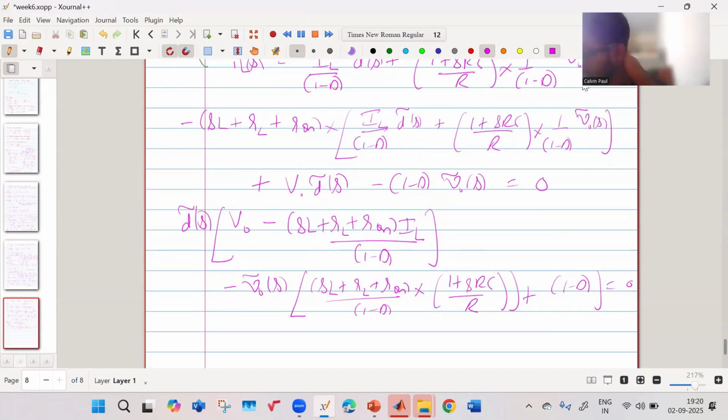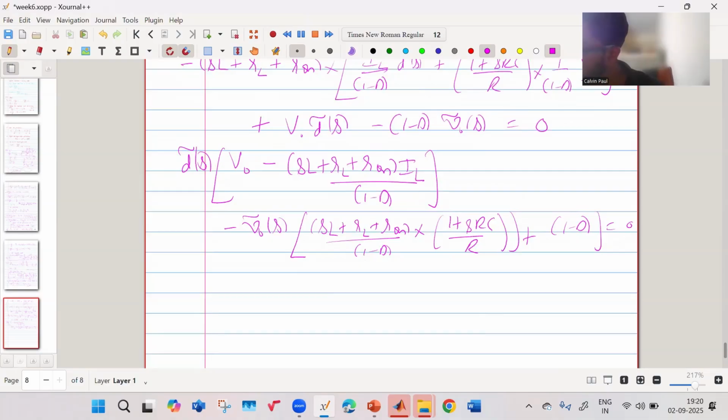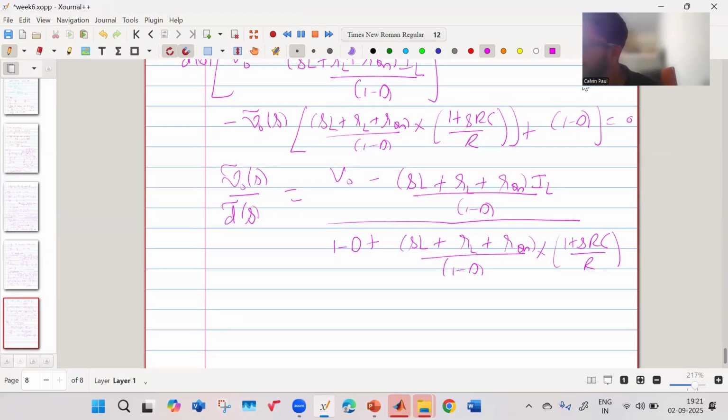So what do we get? We are getting V output tilde of S by D per term of S is equal to V output minus SL plus RL plus R1 into IL upon 1 minus D, upon 1 minus D plus SL plus RL plus R1 into 1 minus D into 1 plus SRC by R. Okay. Clear? Any doubts?